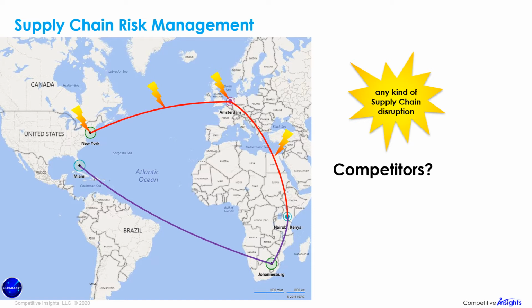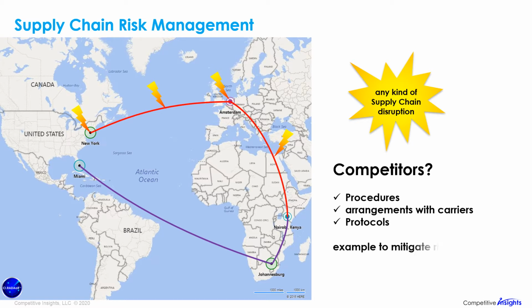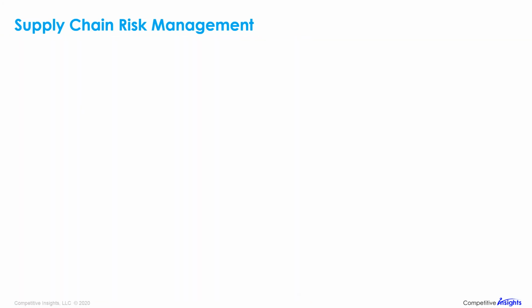They'd be dialing for capacity, right? What you're going to be doing is you've already got the procedures established. You've already got the arrangements associated with your carriers. You know the protocols, and you're able to quickly respond in a way to continue to satisfy that demand. So this is a great, simple example of thinking about ways to mitigate risk as it relates to servicing your customers' orders.